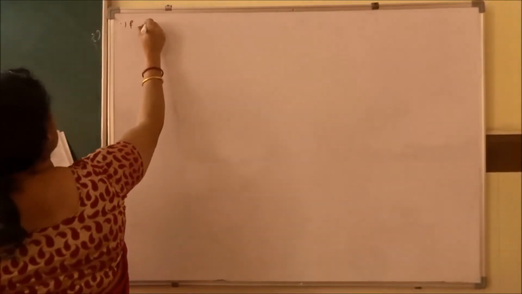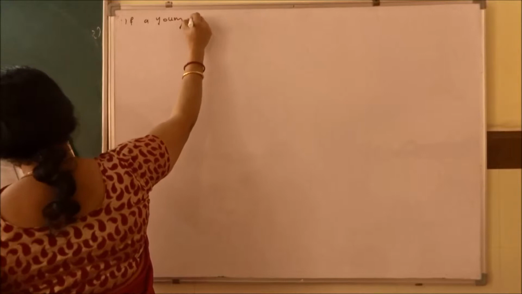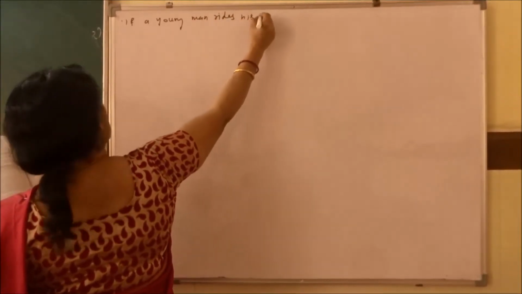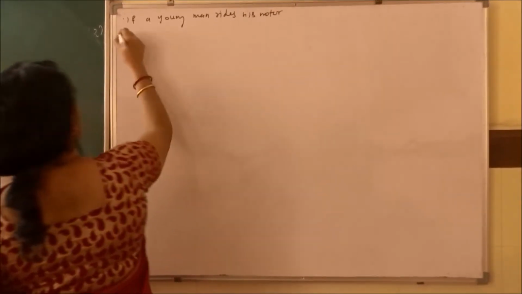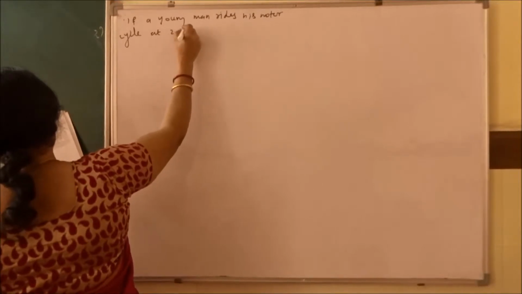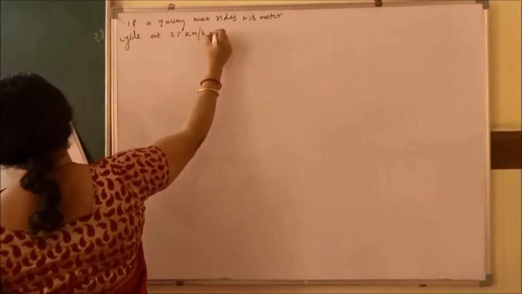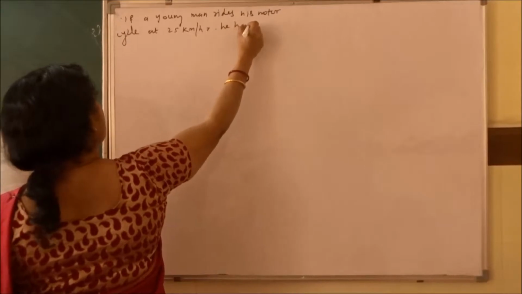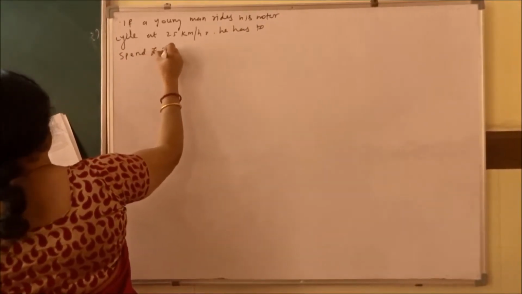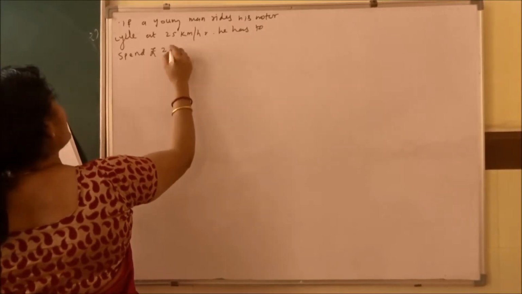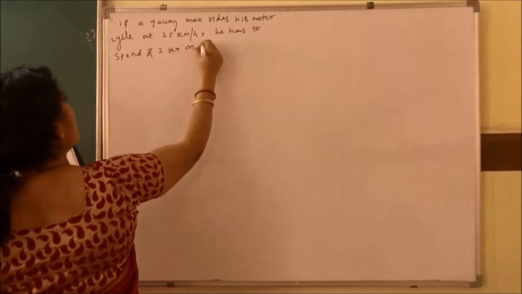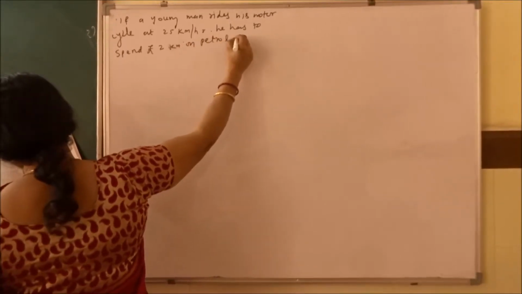If a young man rides his motorcycle, this is one of the most important questions, at 25 km per hour, he has to spend rupees 2 per kilometer on petrol. Okay, fine. This is one of the repeated questions.